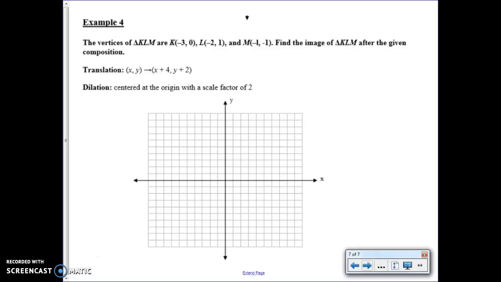Okay, so composition, what we did last section, except we're including dilations now in our composition. So we're going to start with our original KLM. So we have -3, 0 is K. And then we have -2, 1 is L. And then we have -1, -1 is M. There's our original figure. So then we are going to translate, and I'm going to call that K prime, L prime, M prime.